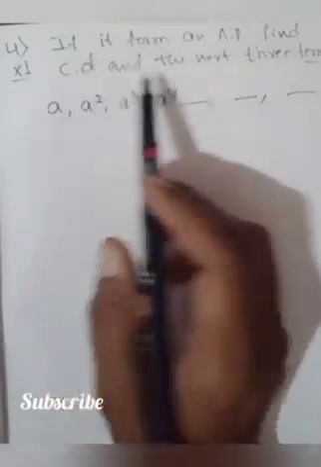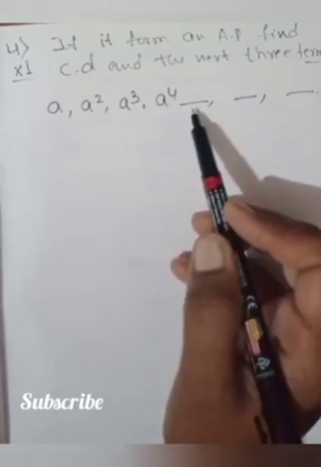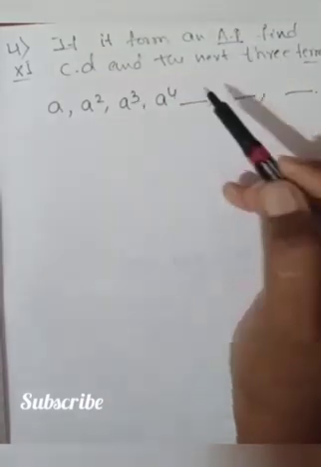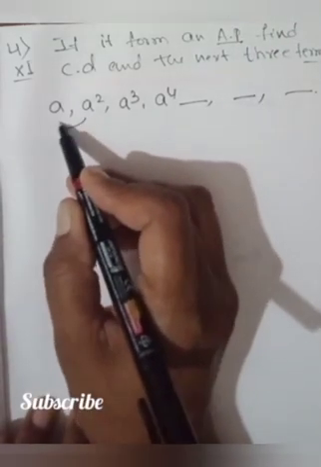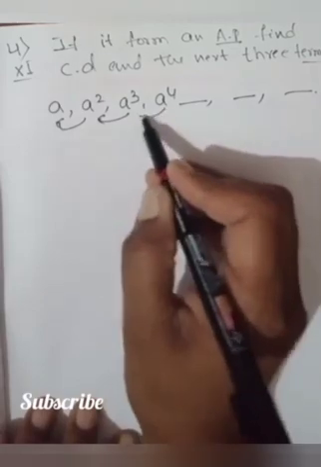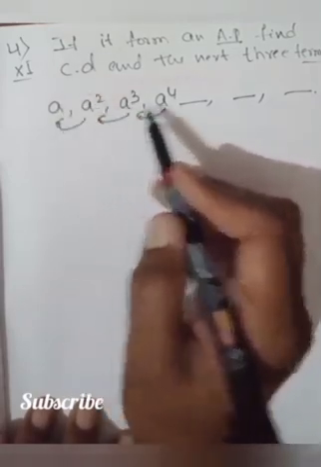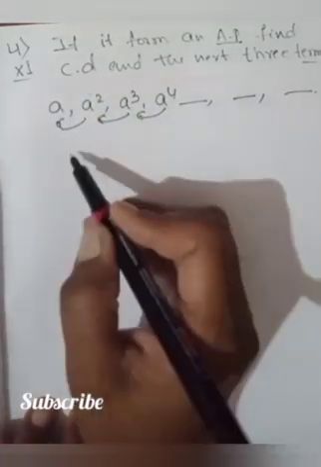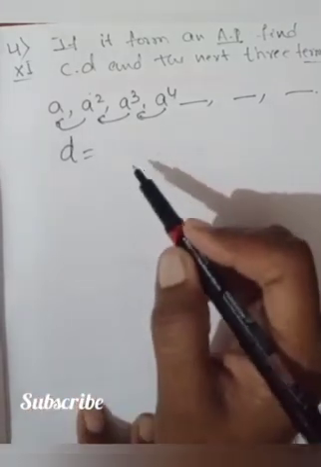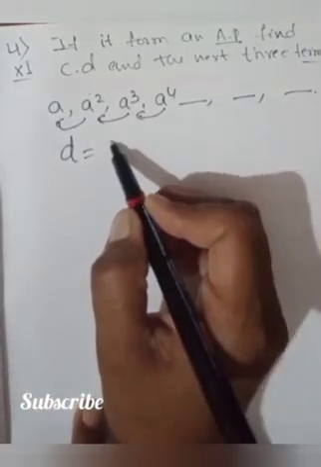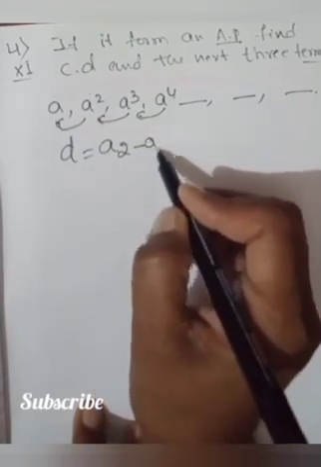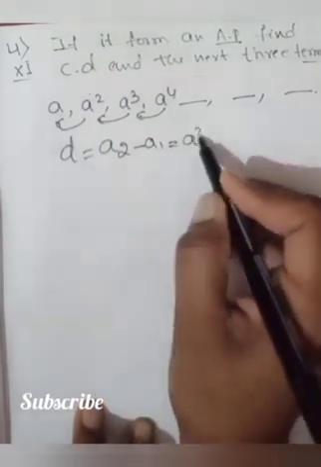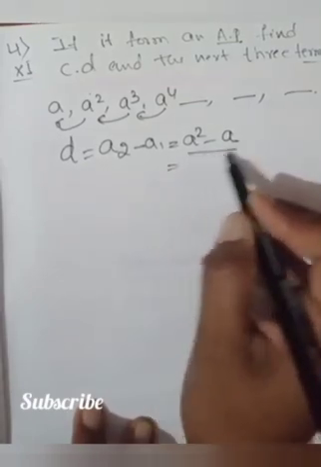Look at this one. If it forms the given series, it means the given series forms an AP. Find the common difference and the next three terms. So for checking the AP, you are going to find the difference between the consecutive terms. So the difference between this and this one, this and this one, and this and this one. If it is the same, then you are going to call this an AP. Now look at this one. For the first difference, the second term minus the first term. A2 minus A1, which is equal to A square minus A.